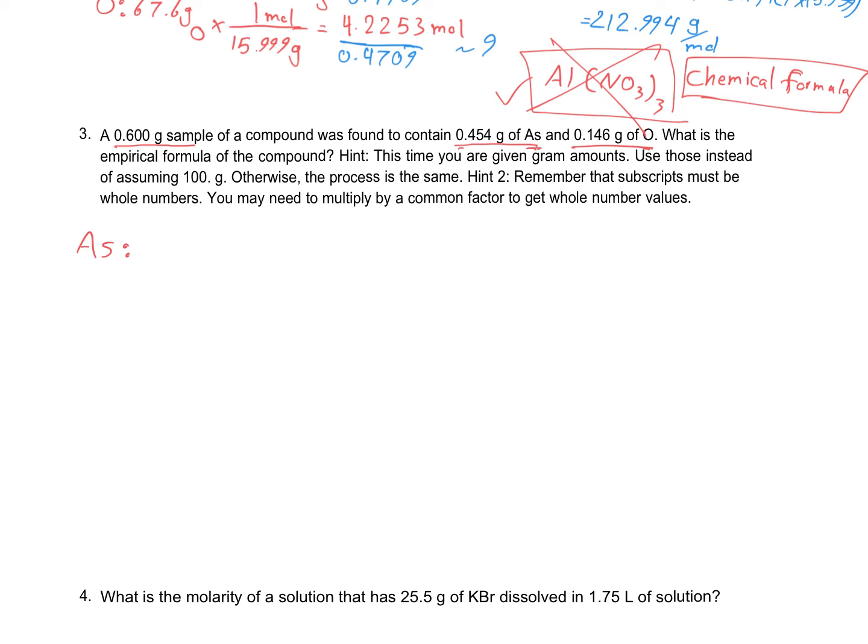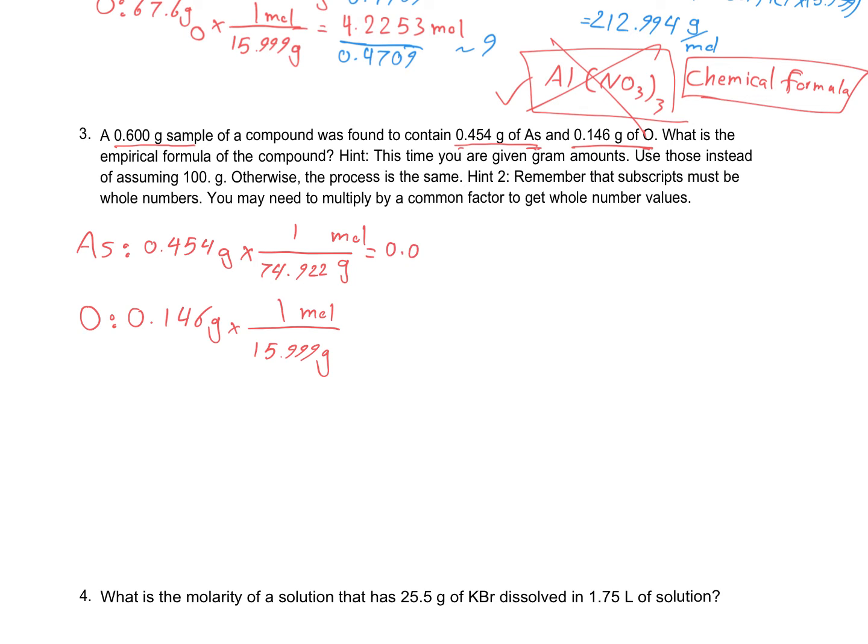So we use those numbers and convert them to moles, just like what we did in the previous question. Step 1 is to find the mass of each element, and we already have that: arsenic 0.454 gram and oxygen 0.146 gram. Then you have to convert them to moles. That's the second step, gram to mole. If you check the periodic table, the atomic mass is 74.922 gram is 1 mole for arsenic, and oxygen is 15.999 gram is 1 mole.